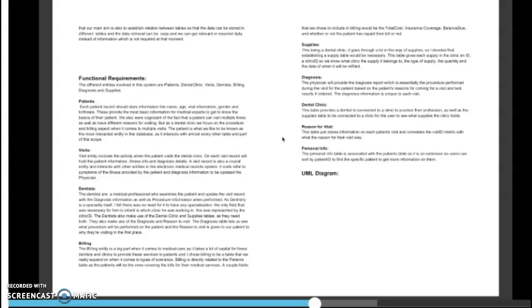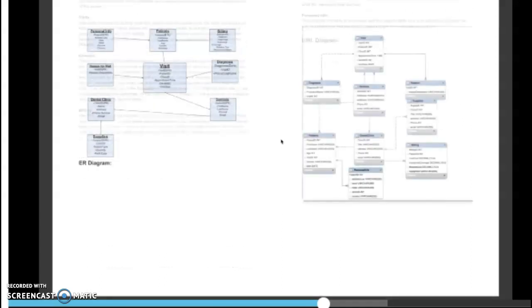The last few were really simple. The dental clinic table provided a more specific area by which dentists can show what clinic they work for, and the addresses and phone numbers of different clinics. The last two are very simple. One was personal info, which provided extra info on the patient, and another one, reason for visit. This was usually just a metric connected to patient IDs that put a set of data showing what the reason for their visit was.